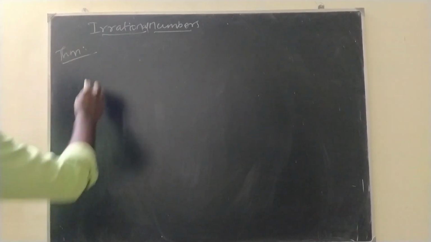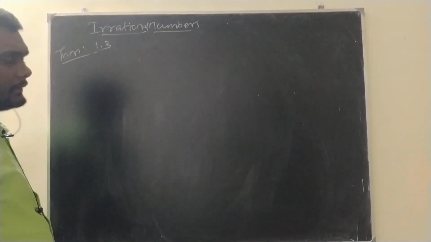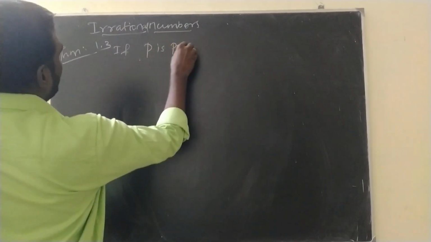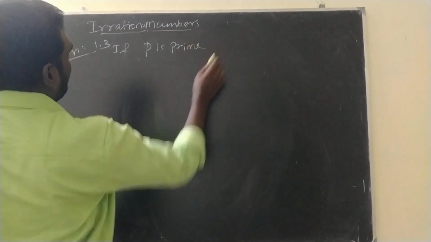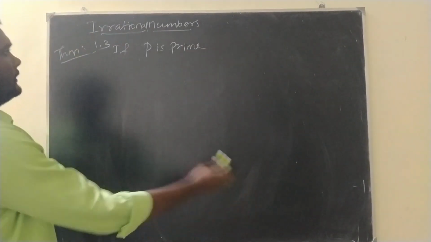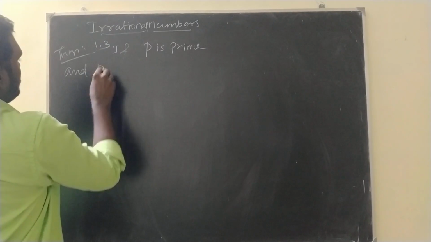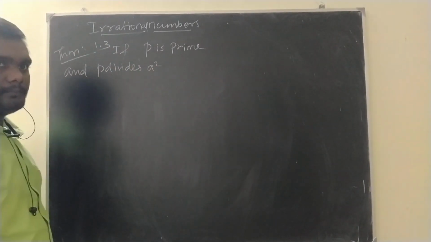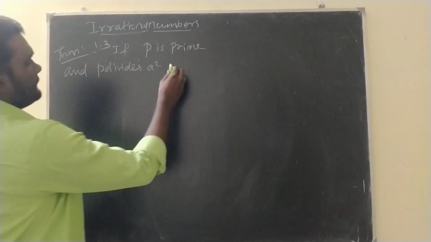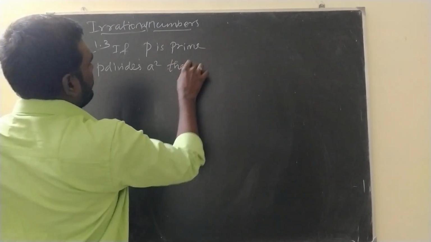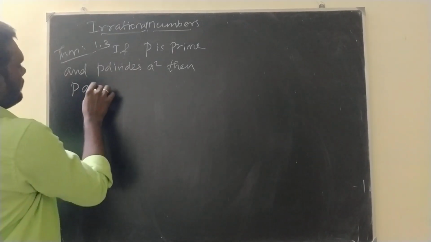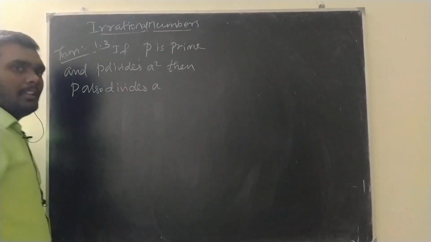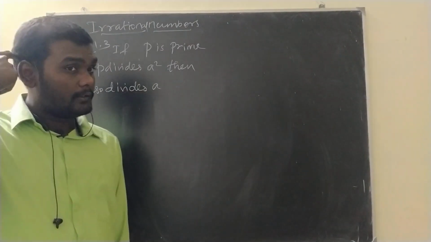Theorem 1.3 states that if p is prime and p divides a square, then p also divides a. Simple. How can we prove this theorem?